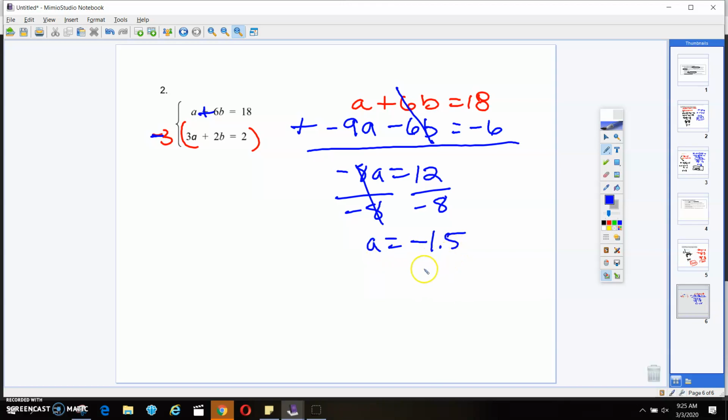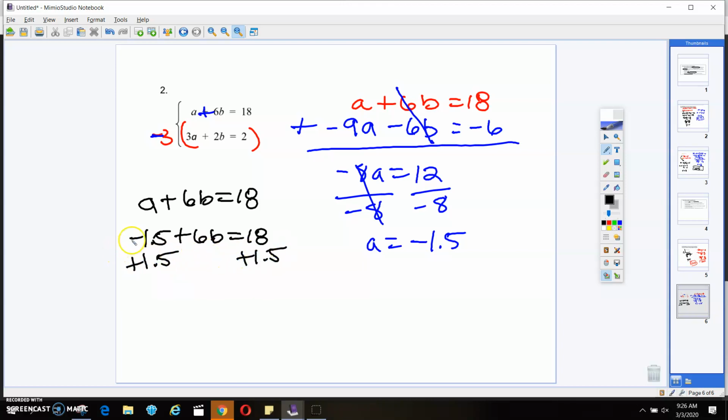All right, so what you're going to do with that is you're going to plug it into this other equation over here. So we're going to take the original first equation, a plus 6b equals 18, and you're going to plug in that negative 1.5 in here. So we're going to add 1.5 on both sides. Okay, so 6b equals 19.5.